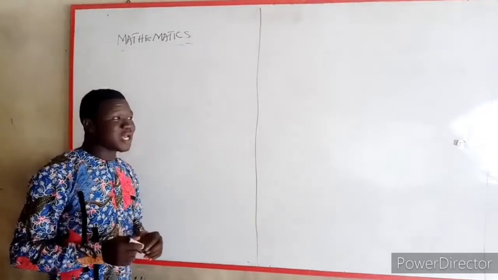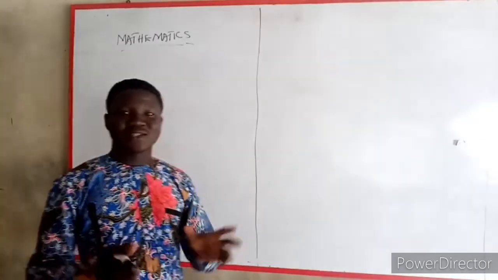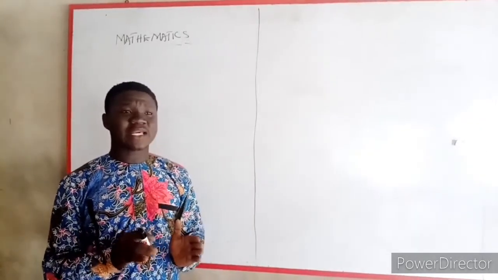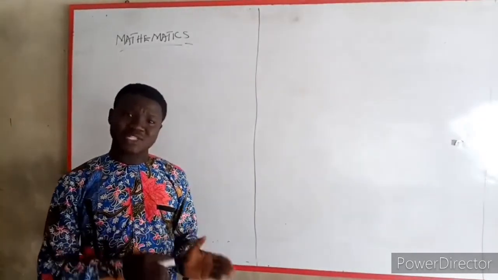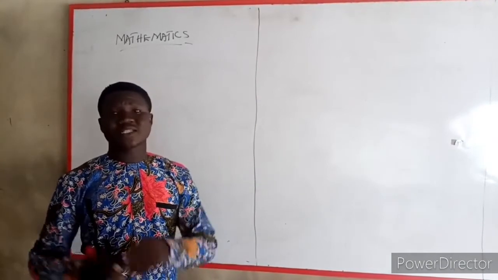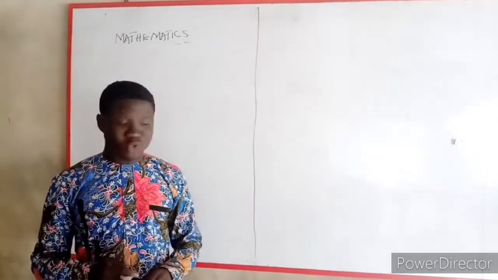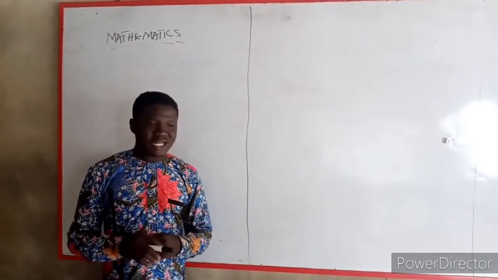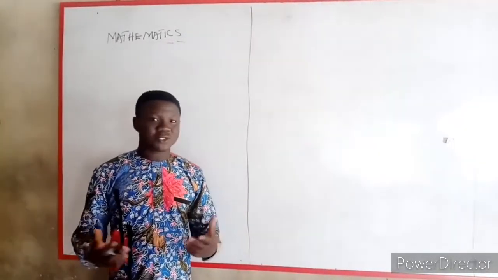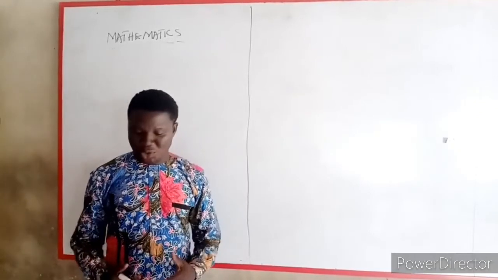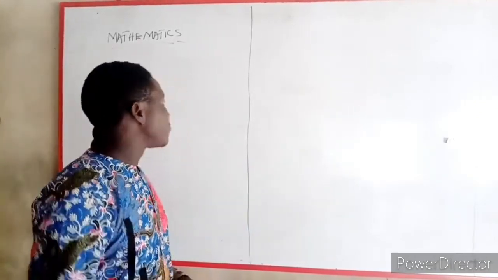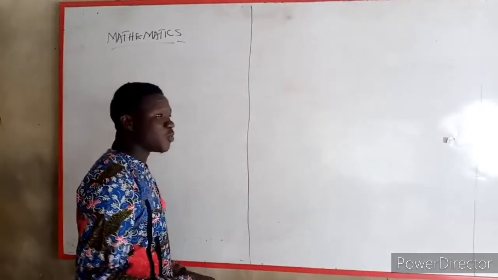I said in part 1 that indices is not like a topic that normally comes out in the theory part. It mostly comes out in the objective. So all we'll be doing is solving the questions that I brought out from past questions, so that it will help you. I will show you shortcuts and how to apply the laws. Okay, so let's move on to one of the questions.